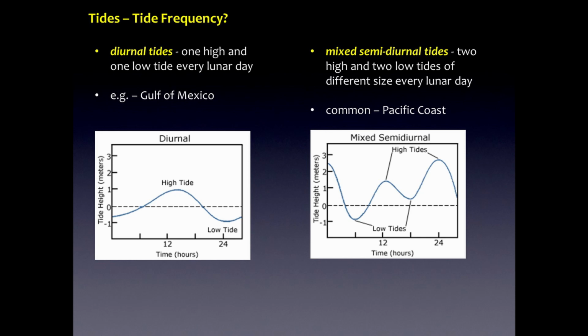We also have locations where you have mixed semi-diurnal tides. So this means once again that we have two high and two low tides every lunar day, but the difference between high tides, so two high tides a day, is quite significant. So we have sort of like a high tide and then a higher high tide, and with low tides, a low tide and then a really low tide. And this is common along the Pacific coast.